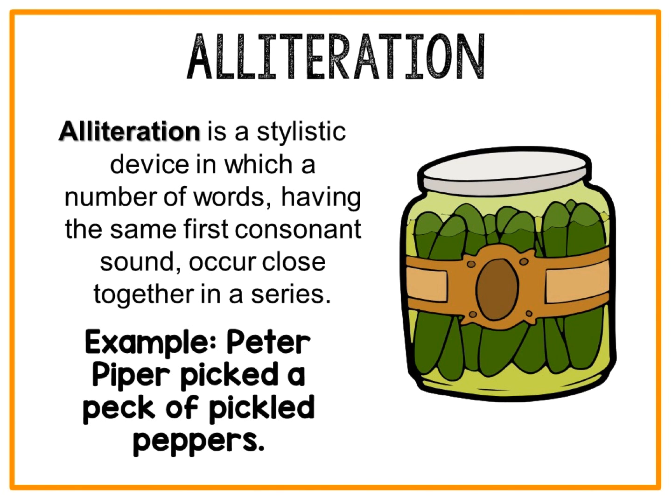Alliteration. Alliteration is a stylistic device in which a number of words having the same first consonant sound occur close together in a series. Example, Peter Piper picked a peck of pickled peppers.